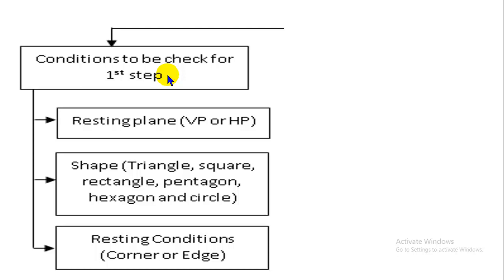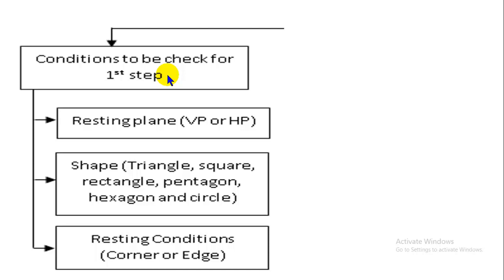If you make a mistake, instead of the HP resting condition, if you do it in VP, or vice versa, if you do the VP condition in HP, you will get 0 marks. So that is why we have to take care well in this. And next, shape. We can identify the shape easily, that is a triangle, square, rectangle, pentagon, hexagon or circle, they will give it. And the next one is the resting condition, whether the object is resting on the corner or edge, or nothing but sides. So these are the major inputs we have to check for the first step.